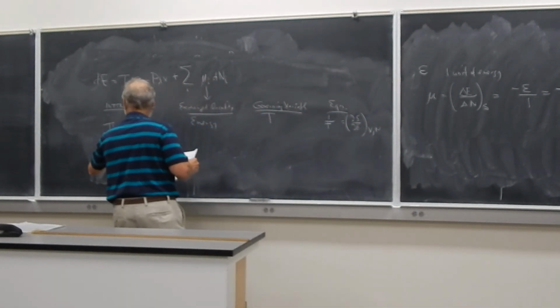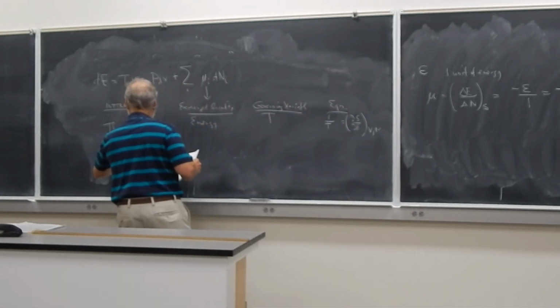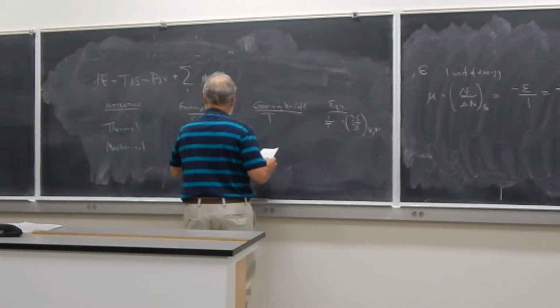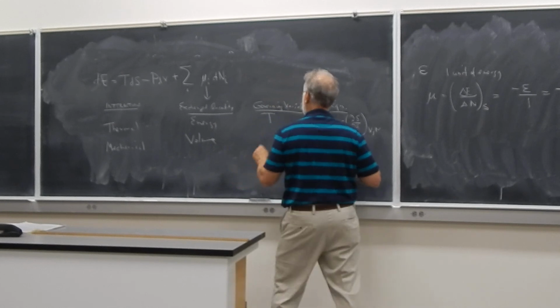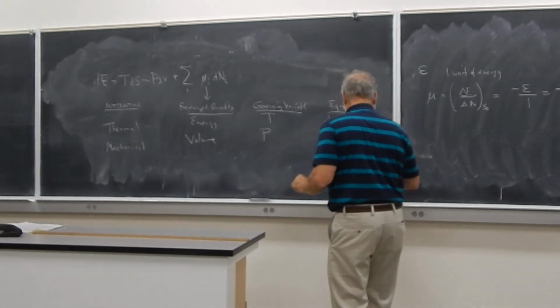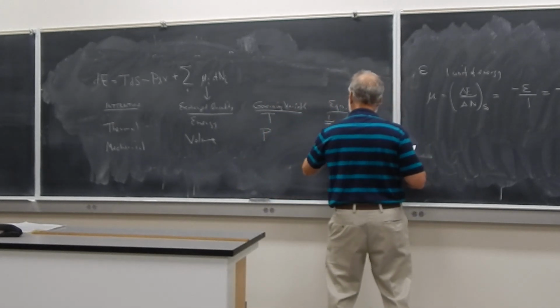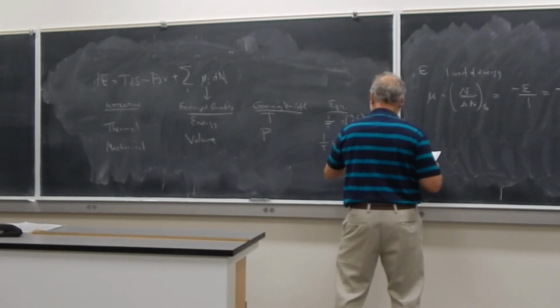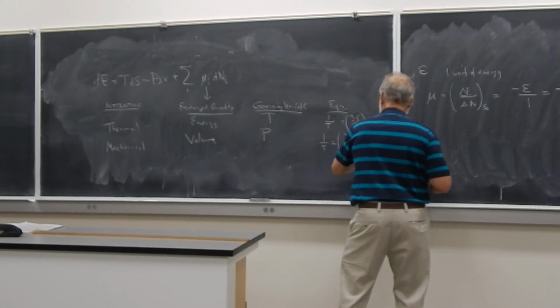For the mechanical interaction, the exchange quantity would be volume, or any external parameter. The governing variable would be the pressure, and then of course the equation for it would be P over T equals dS dV at constant energy and constant number of particles.